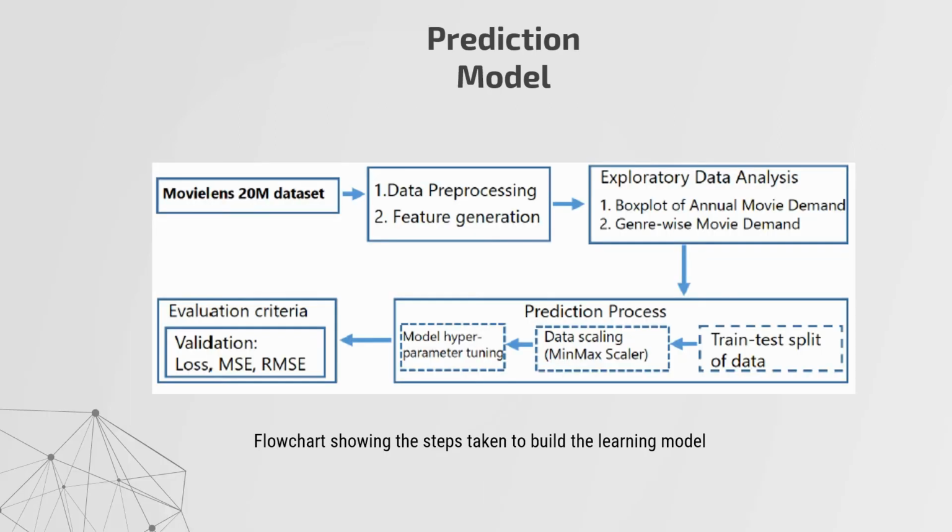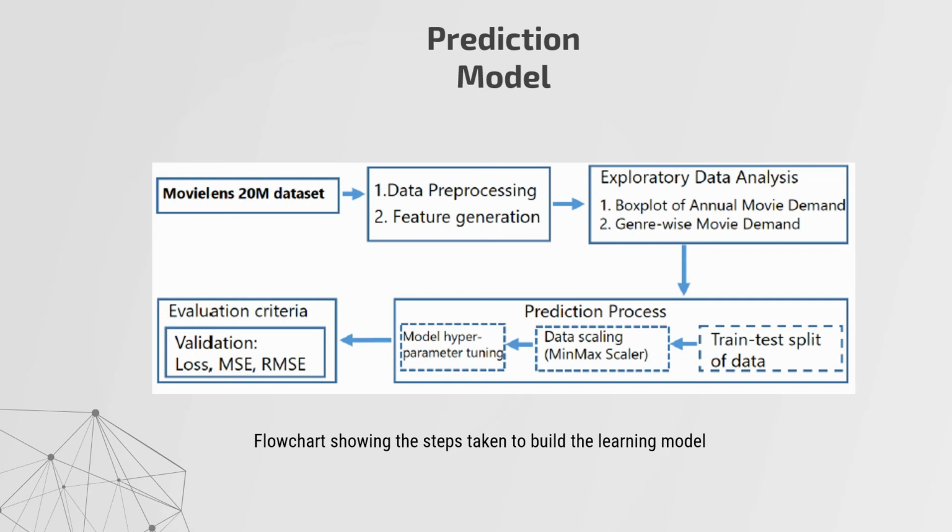Next, we discuss the prediction model. So to build the prediction model, these are the steps that we have followed. So let me just walk you through the entire process. First, as I have already mentioned, we have used the MovieLens 20 million dataset to build the model. In order to make the data more usable, we had to do data pre-processing, and we also had to do feature generation.